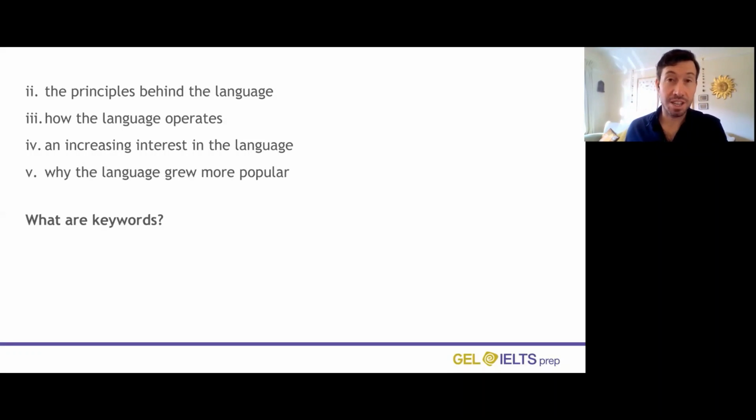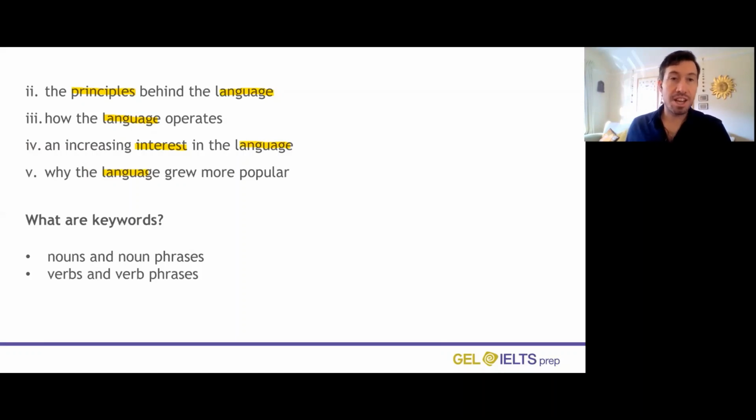So what are key words? Well, keywords are nouns and noun phrases for one. For example, here you can see principles is a noun. That would be a keyword. Language is a noun. That would also be a keyword. How the language operates, that would be a keyword. That's another noun. And increasing interest is a noun, so that would be a keyword. And again, language. And then why the language grew more popular. So we've highlighted the nouns there.